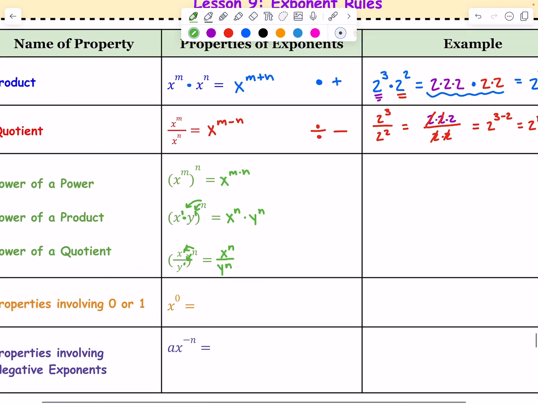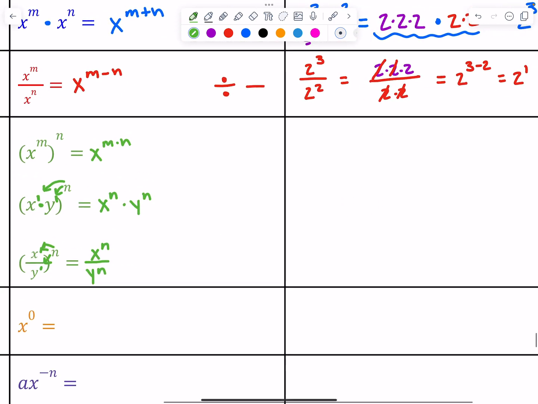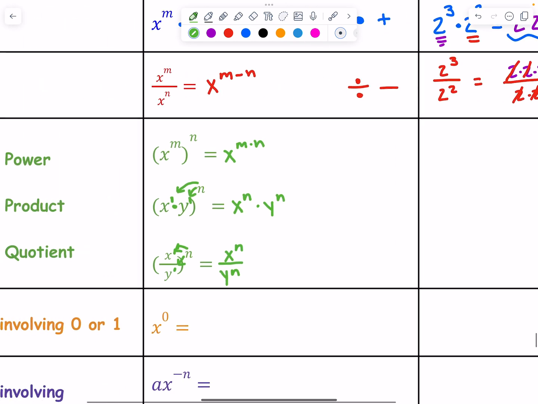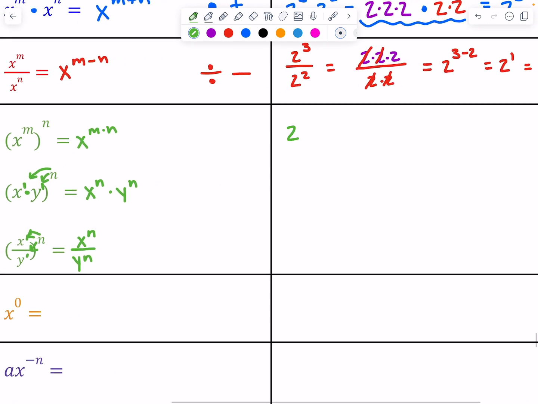But then let's look at some more examples that have some regular looking numbers, I say. So for the power of a power, let's think of 2 cubed and then that is squared. So the rule says to multiply the 3 and the 2 together, because they're both in the exponent place. We've got to multiply those together. So that'll end up being 2 to the 6th power.